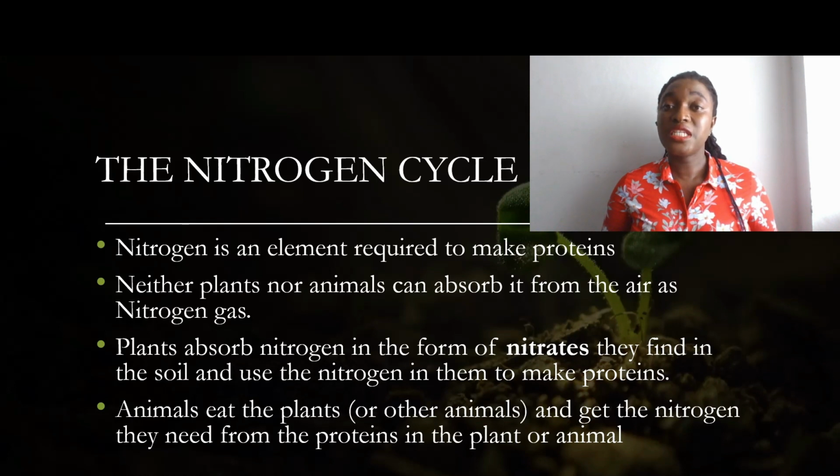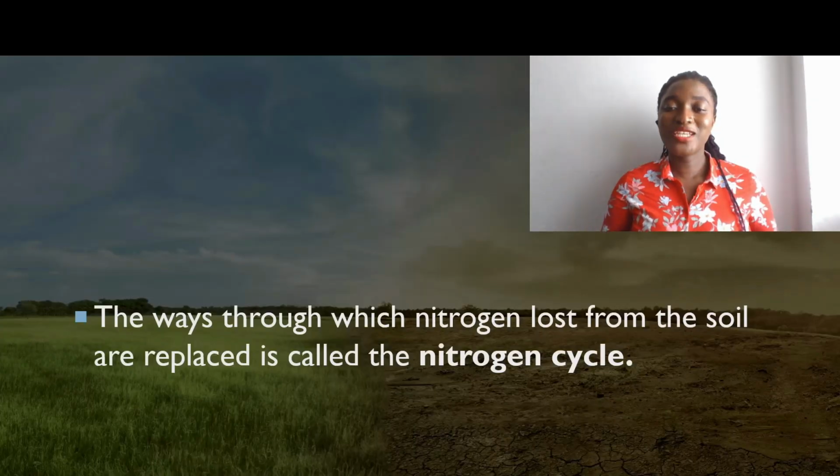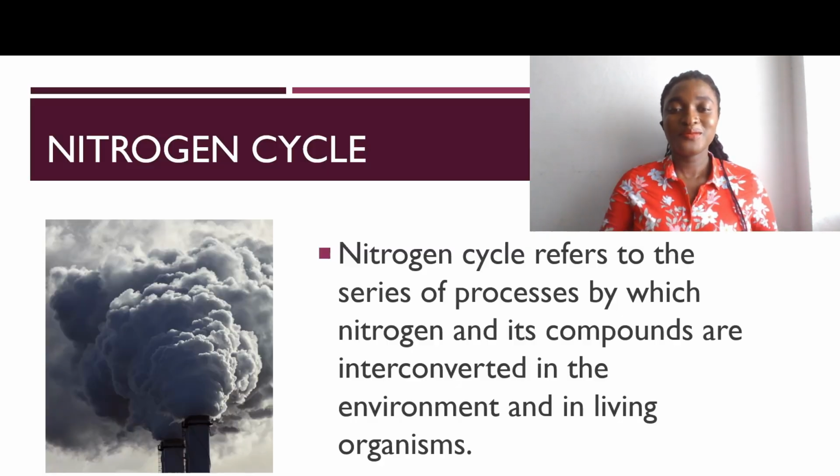And they use nitrogen in them to make proteins, as I've already said earlier. Animals eat the plants or other animals and get the nitrogen they need from the proteins in the plant or animal, as I mentioned previously. So for you to get your proteins, you need to feed on a plant, or you need to feed on an animal that has also fed on a plant. So the ways through which the nitrogen lost from the soil is replaced is called the nitrogen cycle.